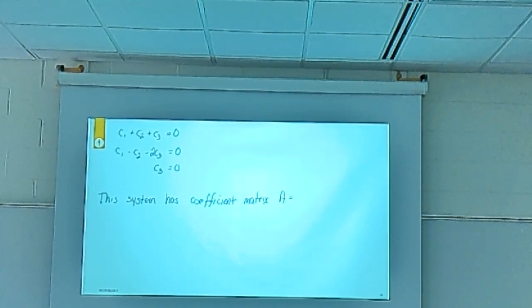What's the coefficient matrix of that system? By row: 1, 1, 1. 1, -1, -2. 0, 0, 1. It's going to suffice to show that this reduces down to the identity.